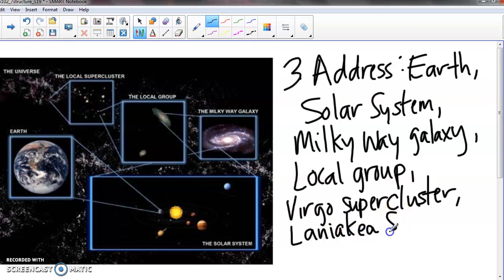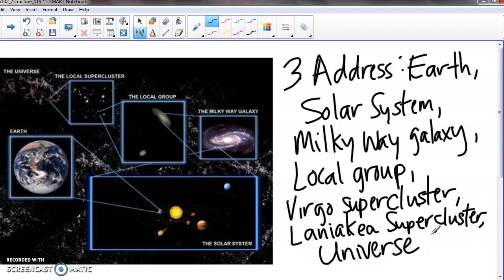Laniakea supercluster. And if we put all the superclusters together, we get the universe. Remember, the universe we defined as everything, right? I said we'd get back to that. Well, here we are. It's everything. And within the universe, we see this structure of superclusters all coming together.